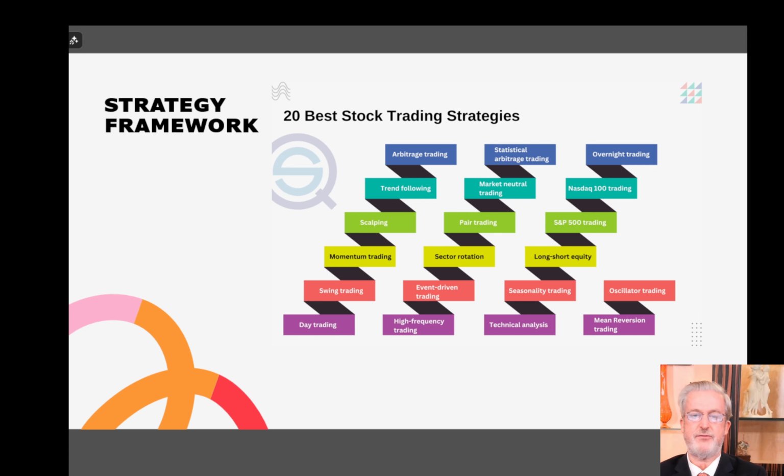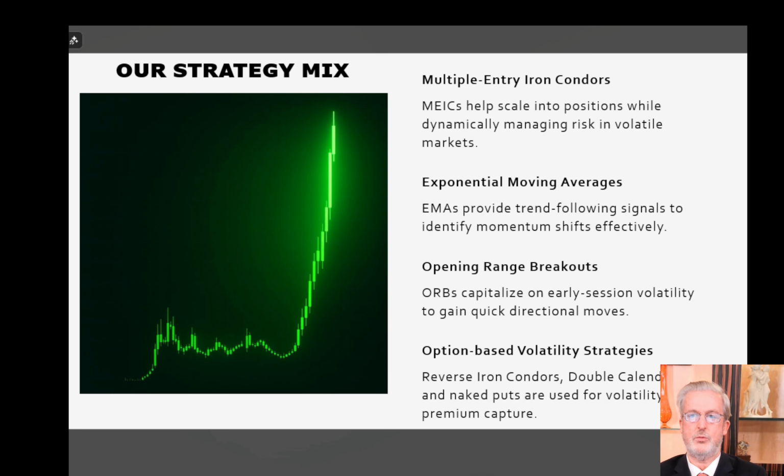So our strategy framework: we actually trade about 20 different strategies in our fund, but today I'm just going to go over the MEC strategy to show you basically how we do it. So we're going to do multiple entry iron condors. We're going to do exponential moving averages. We'll use opening range breakouts, and pretty much these are all options-based volatility strategies.